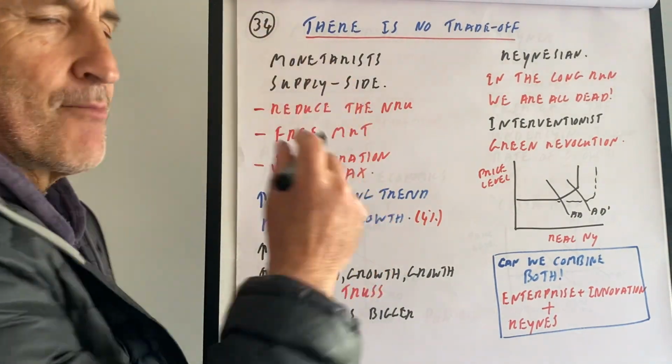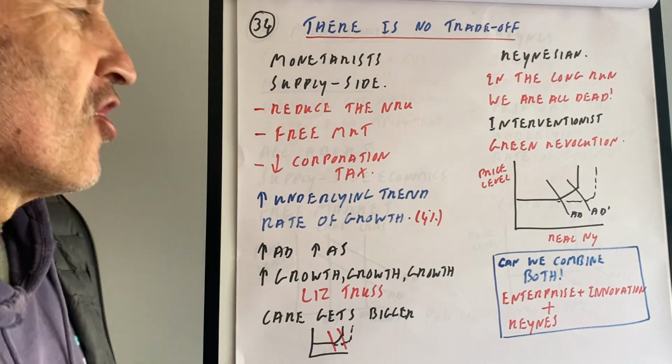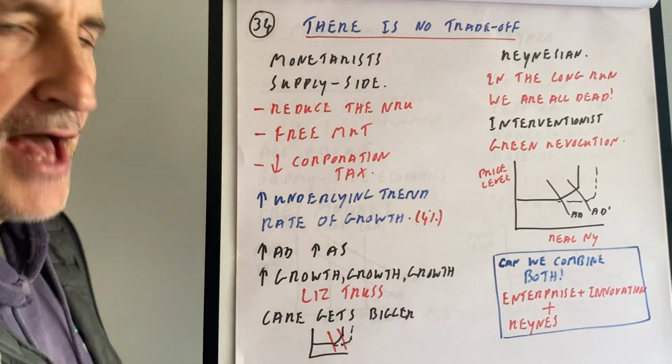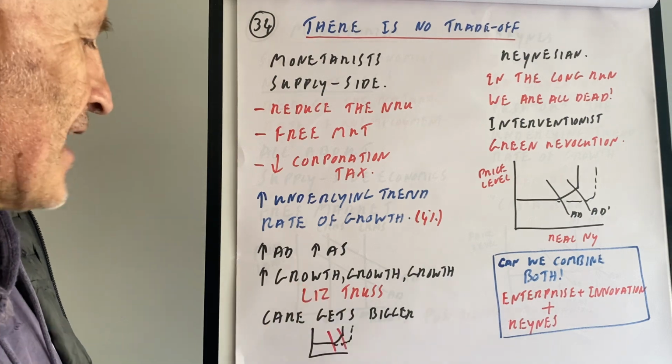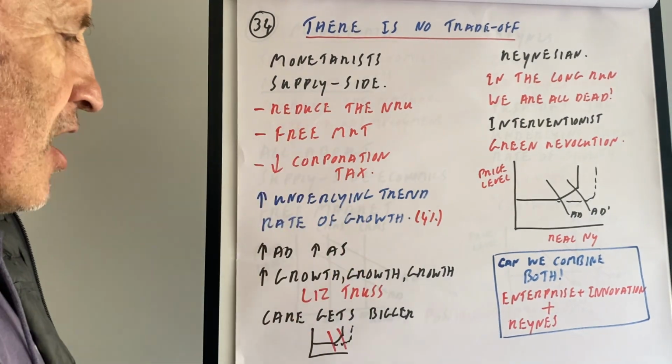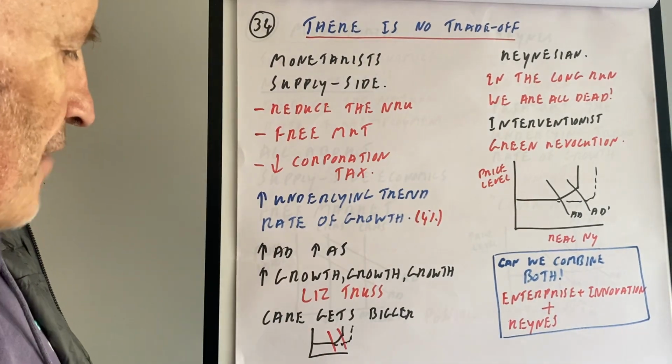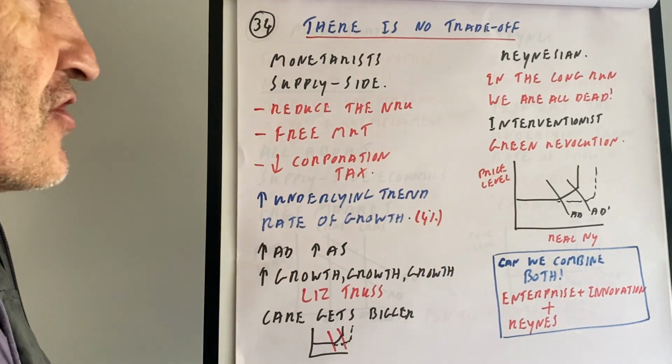With the monetarists, they believe that if you reduce the natural rate of unemployment with lots of free market policies, the underlying trend rate of growth will massively shift out. Therefore, we will not get inflation. You can increase AD and AS at the same time. Growth, Liz Truss, all that sort of stuff. The cake gets bigger. We all have a bigger slice of the cake.